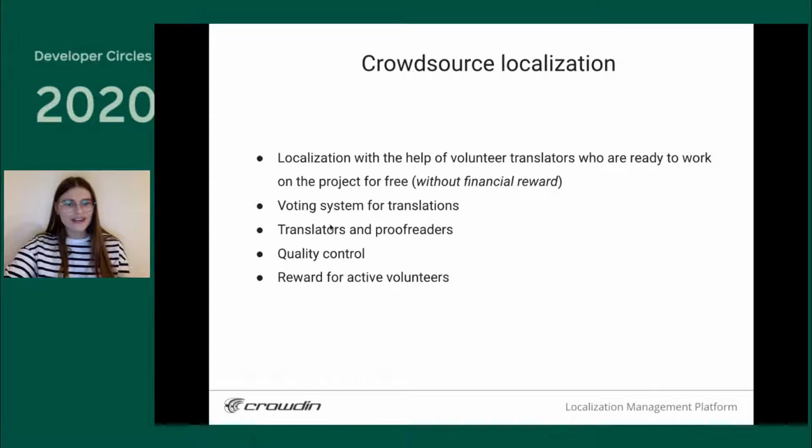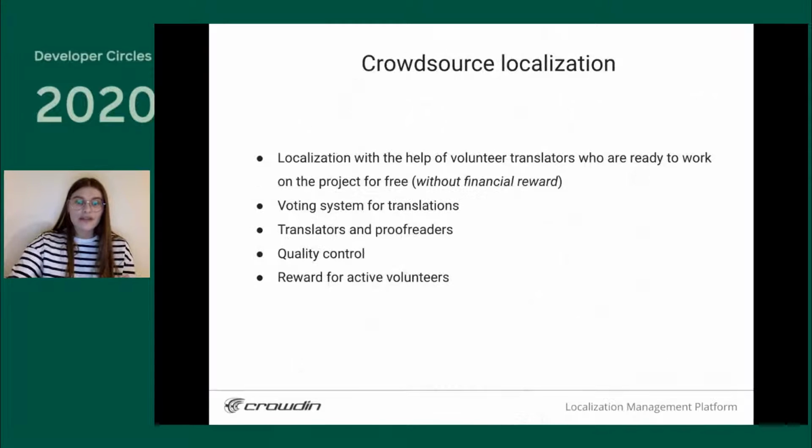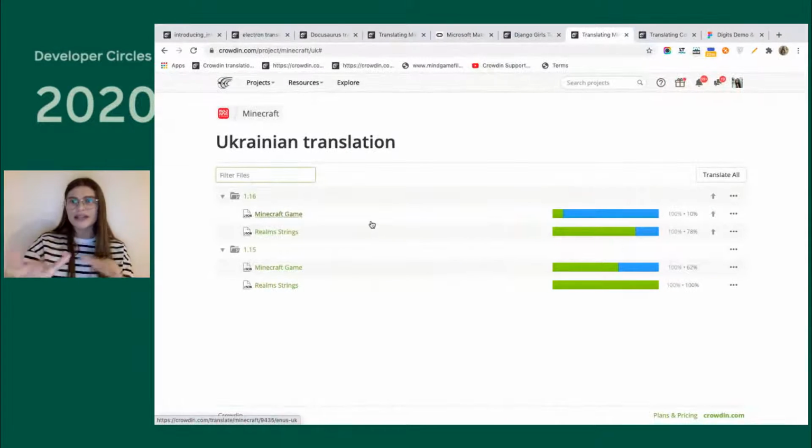Translators and proofreaders, quality control and reward for active volunteers. Quality control. It's actually the thing I've been talking about. It's all about this upvote and downvote system. So project coordinators could pick up the best translations in those languages they do not understand and those languages they cannot translate.